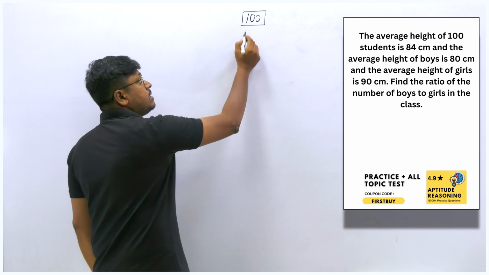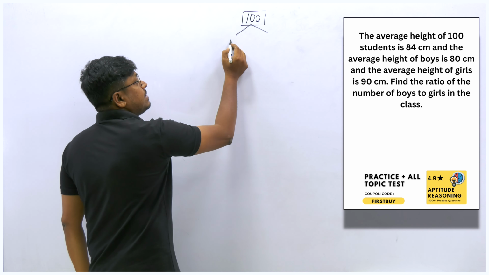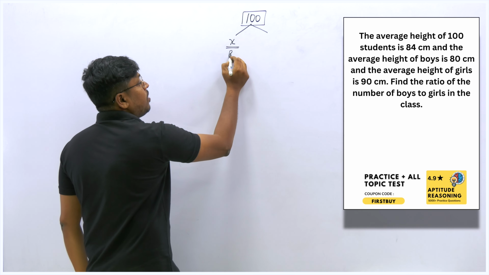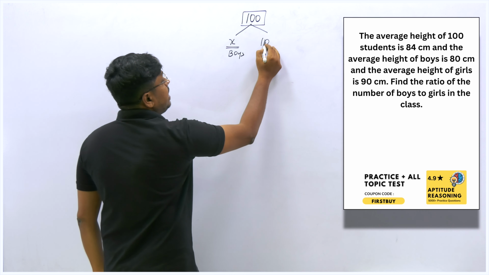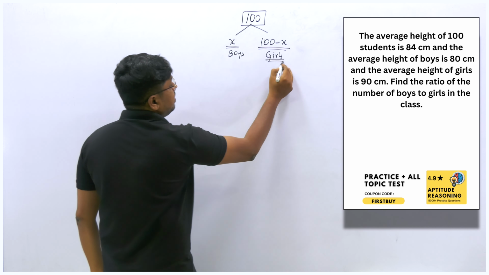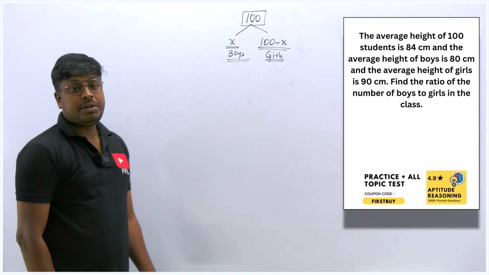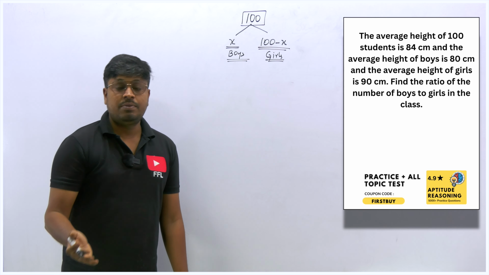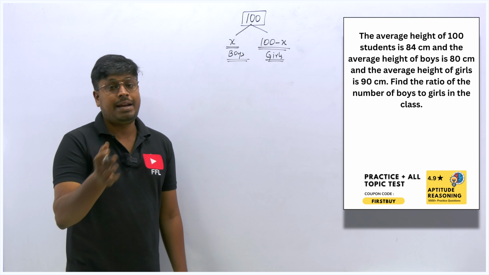So first what we can do here is, let's assume X is the number of boys. So boys will be X number, and the remaining, 100 minus X, will be girls. Yes or no? Because if the total has been given but we don't know the total number of boys and girls, first let's assume X as boys, so the remaining will be girls.